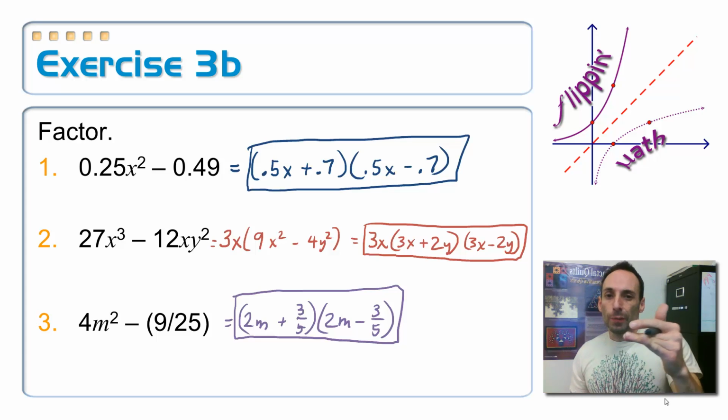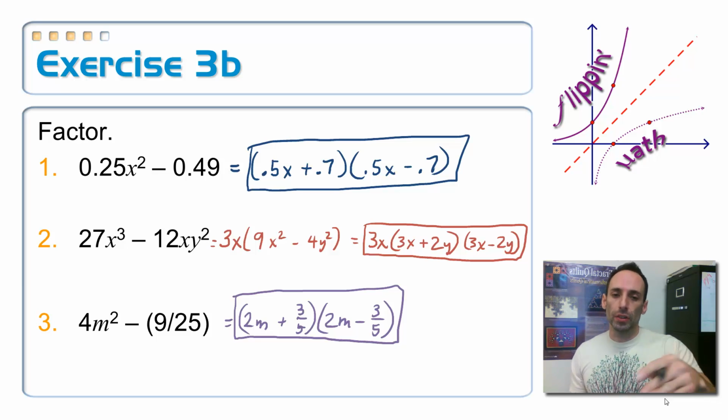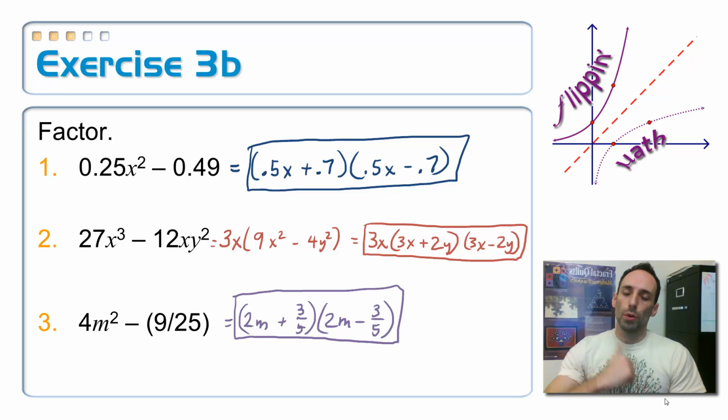Number 1 had decimals in it, but each one of those decimals were perfect squares. So 0.25, the square root of that is 0.5. And same thing with 0.49, the square root of that is 0.7. Okay, so it was factorable by difference of two squares. Number 2, you did have to pull out a greatest common factor first before you could factor it as a difference of two squares. So what was common to both of them is 3x.